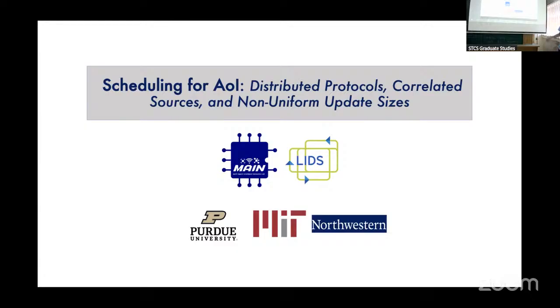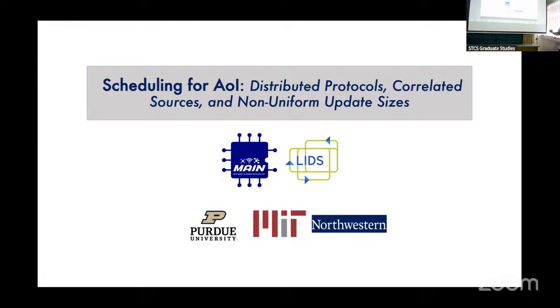So what I'm going to talk about is 3 papers that we have worked on over the past 3 years. And they're trying to plug in some holes that were remaining in wireless scheduling for age of information, specifically for monitoring over resource-constrained wireless networks. Those 3 holes that we want to plug are distributed protocols, correlated sources, and non-uniform updates. I think this will become clearer as we go through the slides.